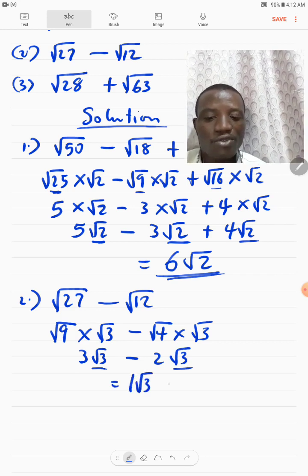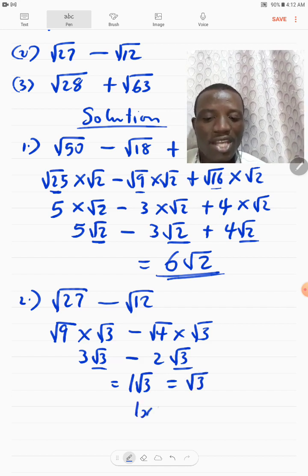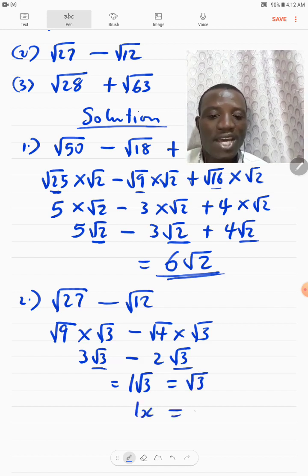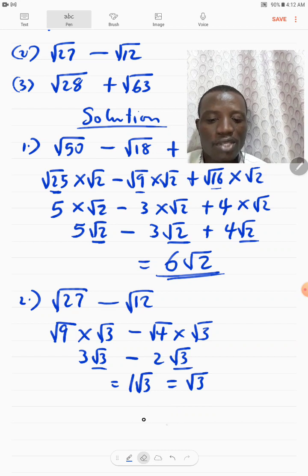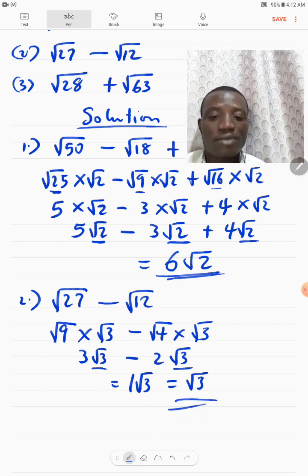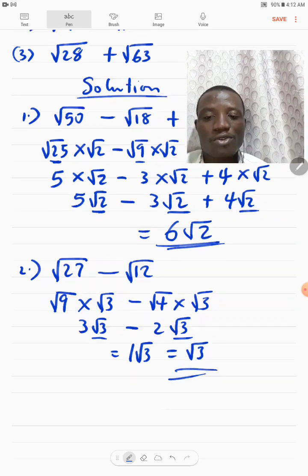And you don't have to write 1 there. Just write root 3. Just as you cannot write 1x. You simply write 1x as x. So 1 root 3 can be written as root 3. So that's the simplified answer. I hope you do understand this also.